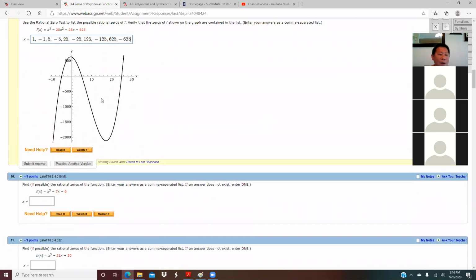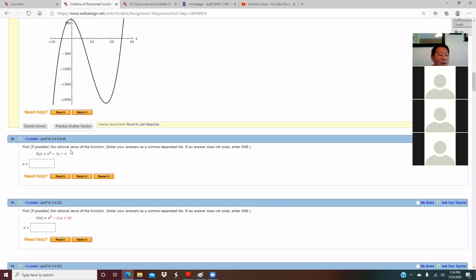So, and then the graph, you can use your graphing calculator to do it, but I don't really care about the graph. I really care about how you find these numbers. Next, you have to find the rational zeros.